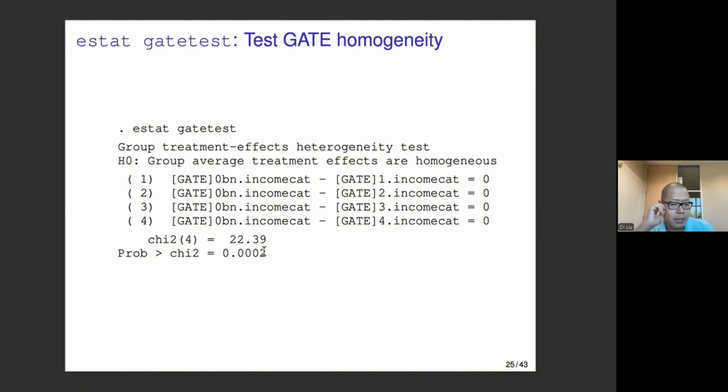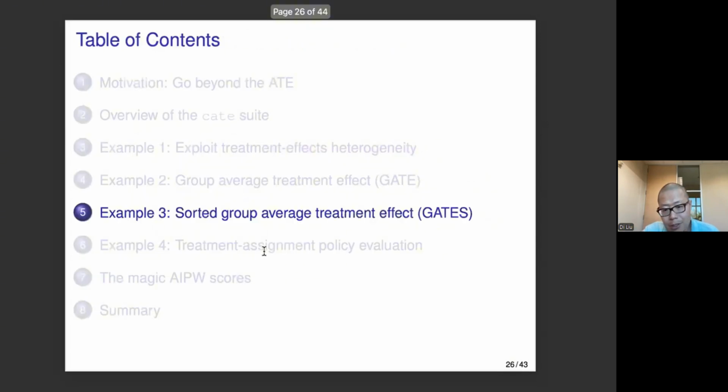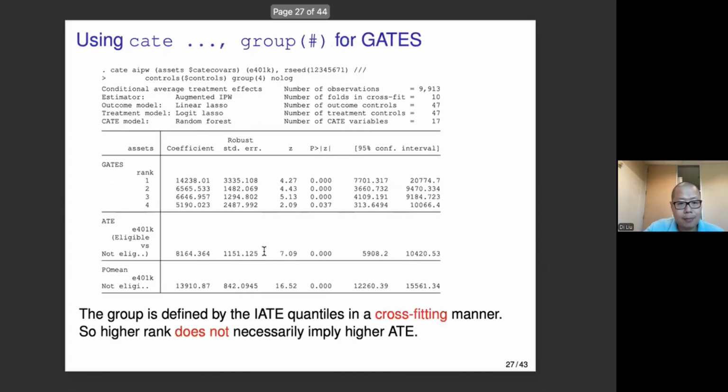So in these examples, we know the group variable we want to study. Here we specify income categories, but sometimes we do not know how the treatment effect varies across groups. We want the data to tell us which group has bigger treatment effects and which group has smaller treatment effects. In that case, we use the option group with a specified number.